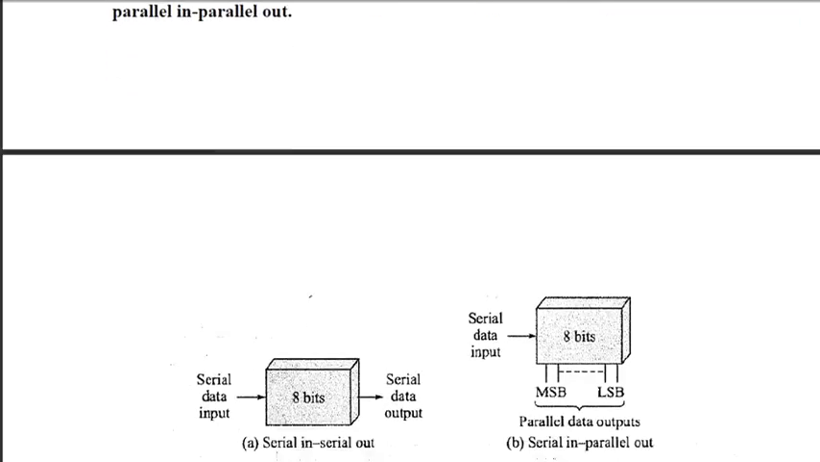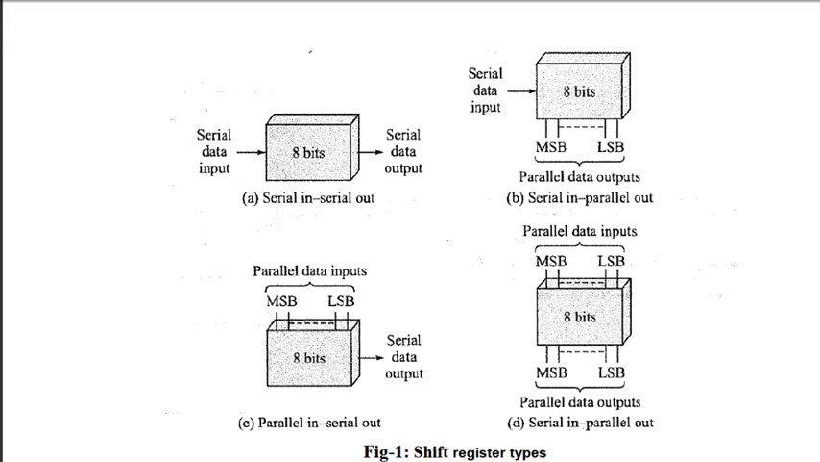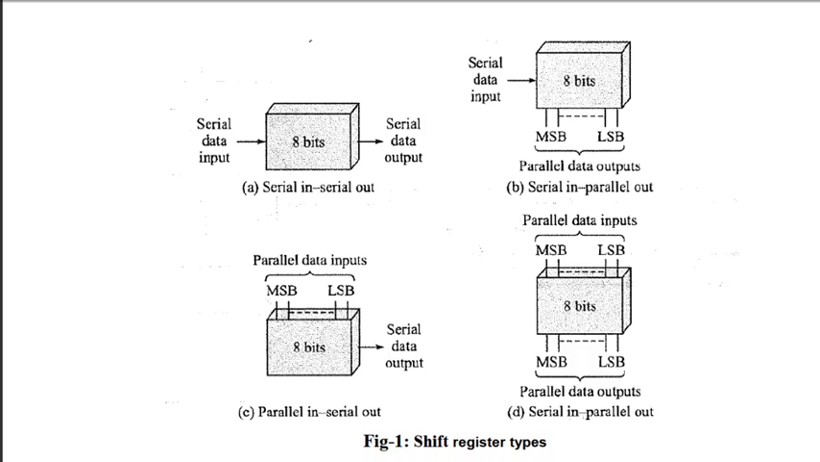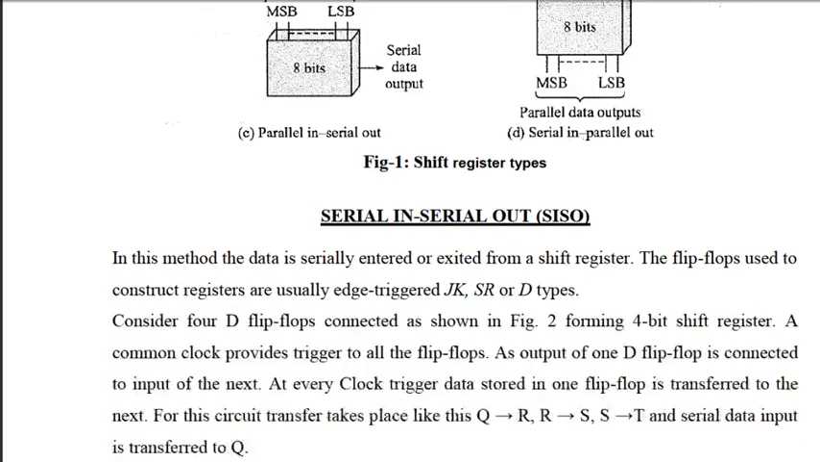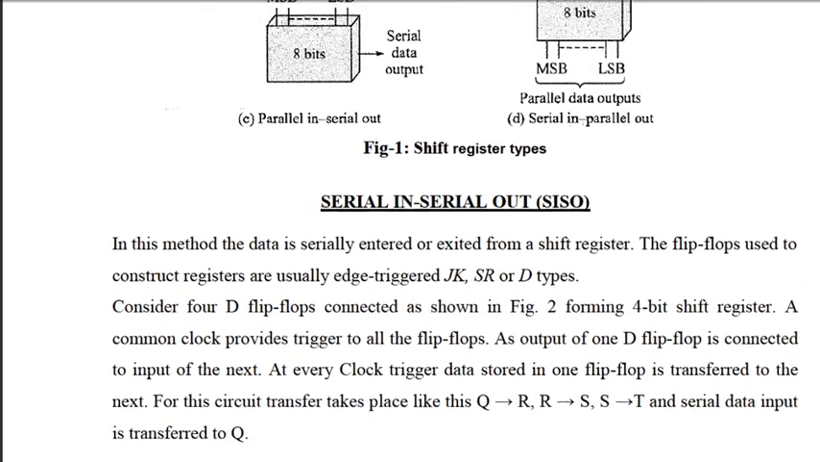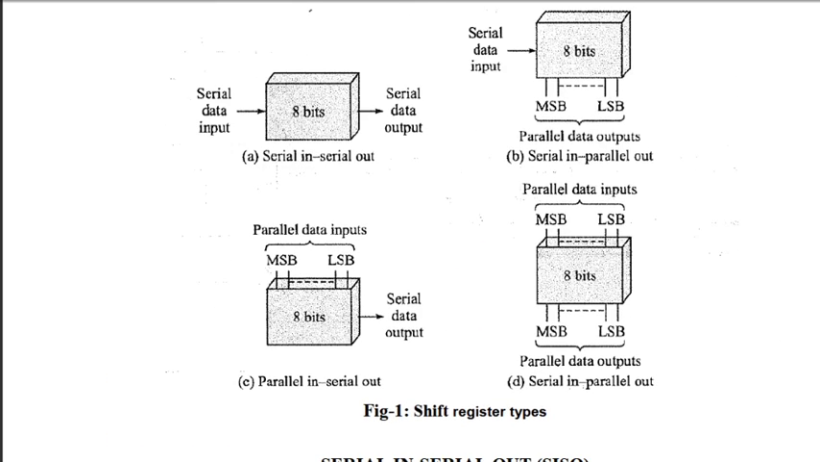This figure represents how we do serial inputting and parallel inputting. In the first case, data is input one by one, serially, and taken out serially. In the second case, figure B, serial input and parallel output: the input is one by one, and the output is taken together. The third is parallel input and serial output, and the last case is parallel input and parallel output. Here we will discuss two things: serial input serial output, and serial input parallel output.